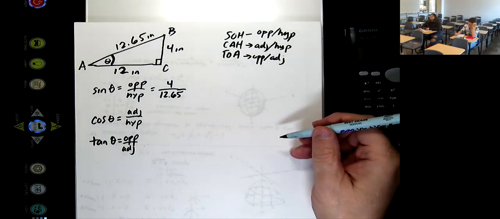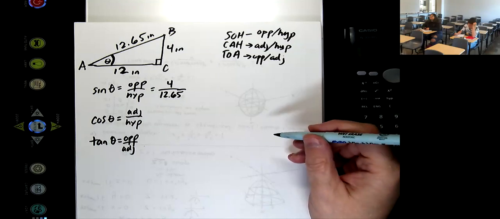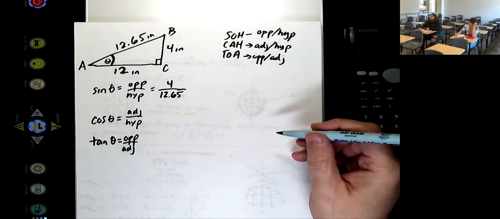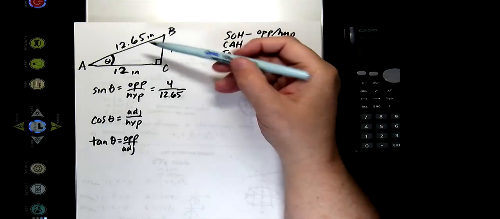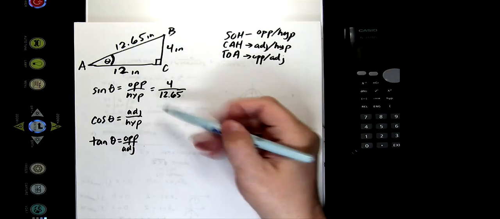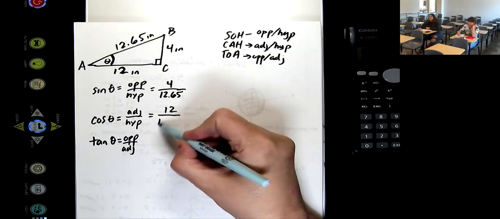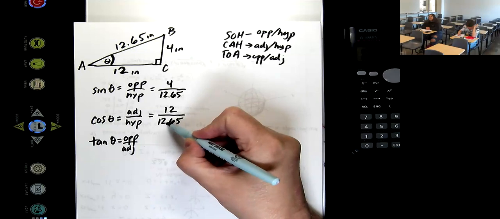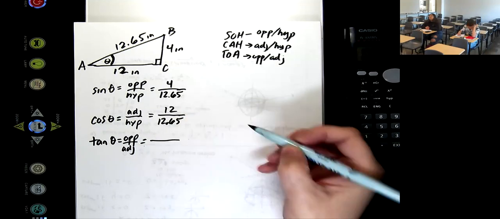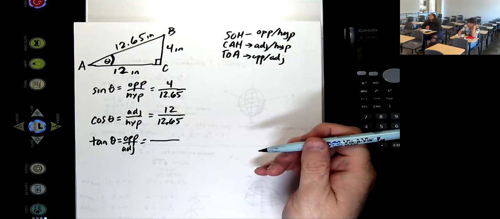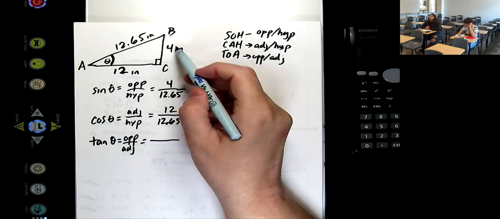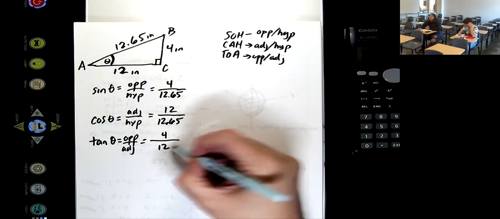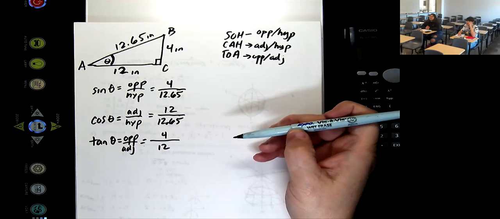What is the value adjacent to theta? Adjacent means next to. Cosine is 12 over 12.65. Yes, it is. Thank you. What about tangent? It's opposite over adjacent, 4/12. Good.